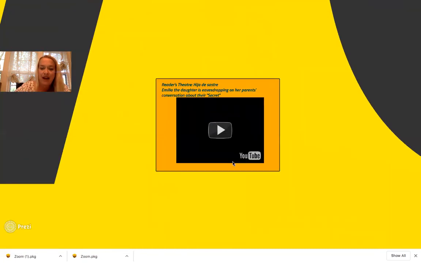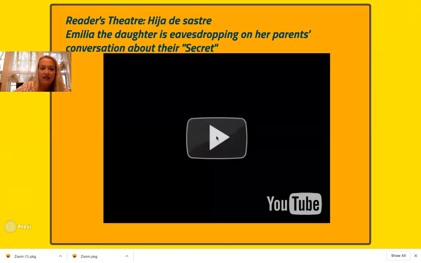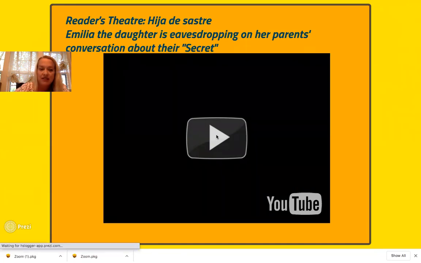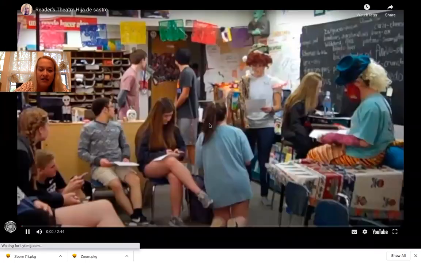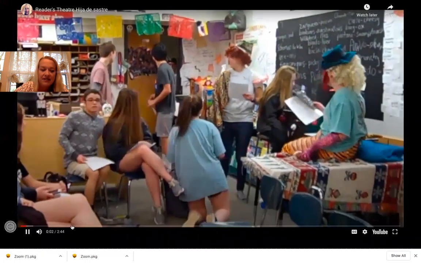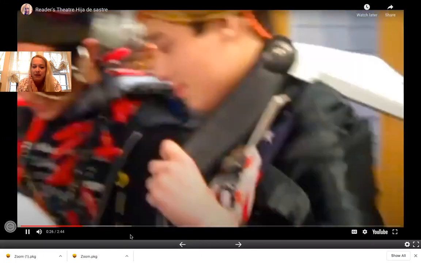I have a sample here. This is a scene from Hija de Sastre, which is a book about the Spanish Civil War, and Amelia is listening to her parents talk. I'll skip through to this is Amelia, and she's outside her parents' bedroom, and these are her parents. I know their costumes are crazy.